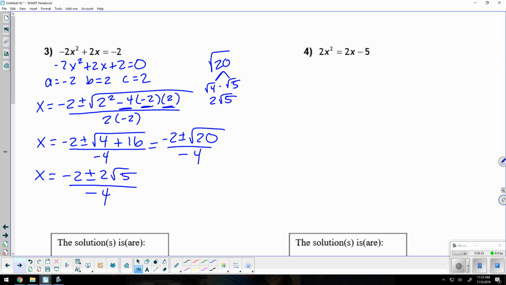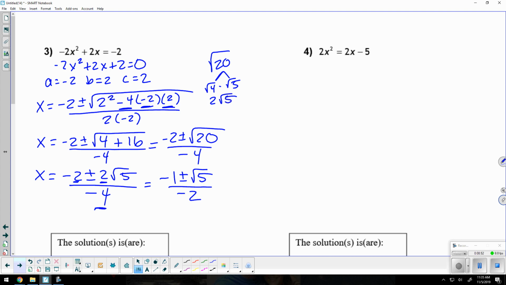Okay, you could leave your answer again all with a radical, leave it irrational just like the way it is, but you could reduce this down. If you notice, you have 2, you have 2, you have 4, all those numbers out front are divisible by 2. So you could take it a step further and then just simplify everything by 2, making this negative 1 plus and minus. This would be 1 square root 5 all over negative 2 in the bottom. Okay, and that'd be perfectly fine.